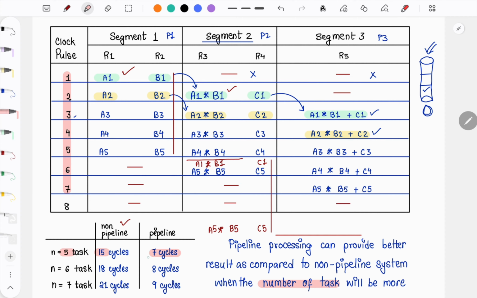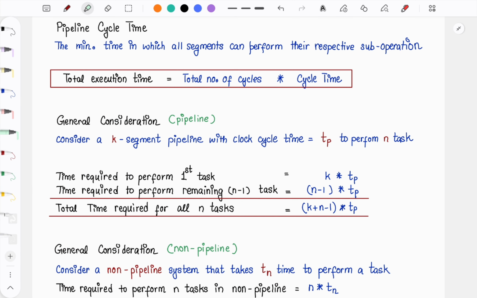Like when we have 5 tasks, we needed 7 cycles. When we have 6 tasks, we have 8 cycles as compared to the 18. In a similar way, for 7 tasks, we need 9 cycles for pipeline and 21 for non-pipeline.